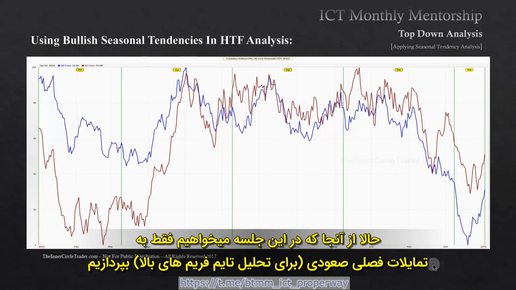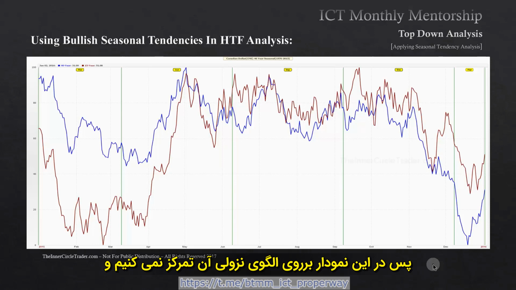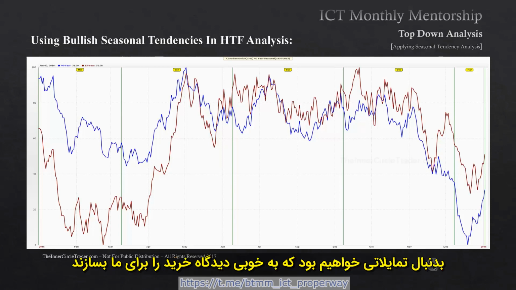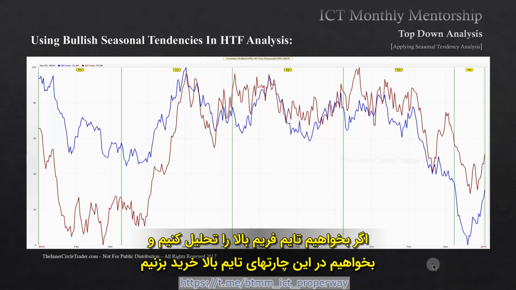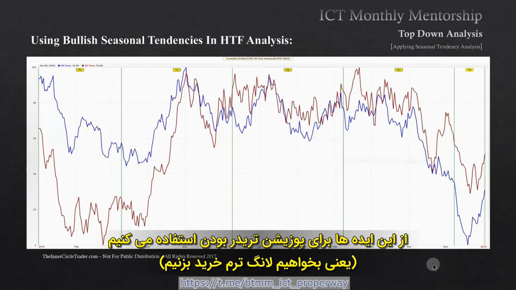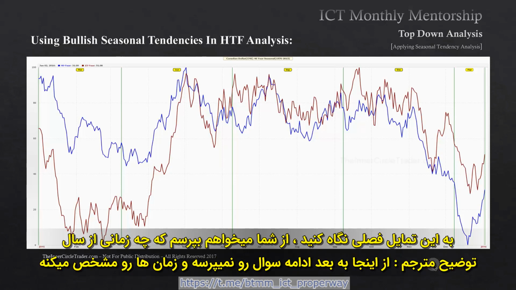Now, since we're primarily dealing with bullish seasonal tendencies in higher time frame analysis for this module, we're not going to focus on bearish patterns, but we're going to be looking for tendencies that lend well to being a buyer. And if we're going to be doing higher time frame analysis and we want to be buying on these higher time frame charts and using it for ideas for being a position trader, looking at this seasonal tendency, I'm going to ask you what time of year.